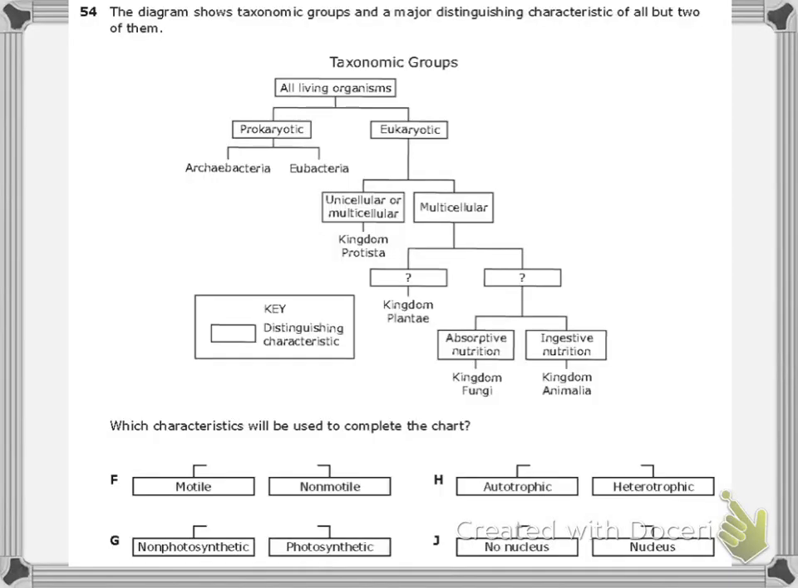Alright, we're going to go over question 54. If you want to take a second and read through that, pause and do so. Otherwise, let's get rocking. Alright, the diagram shows taxonomic groups and a major distinguishing characteristic of all but two of them.